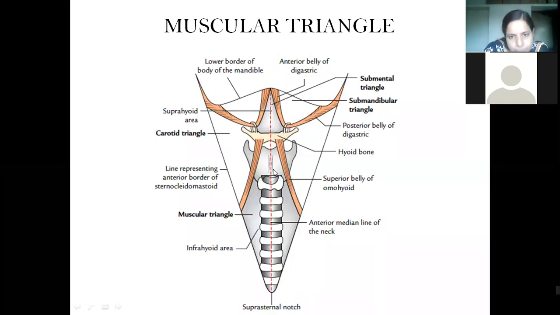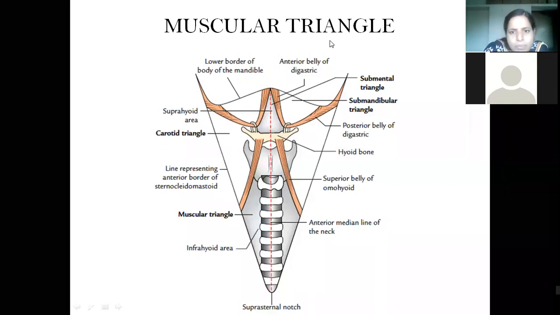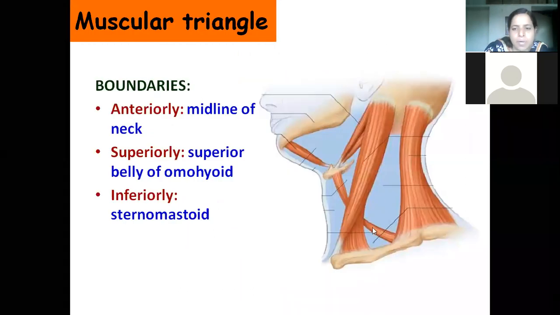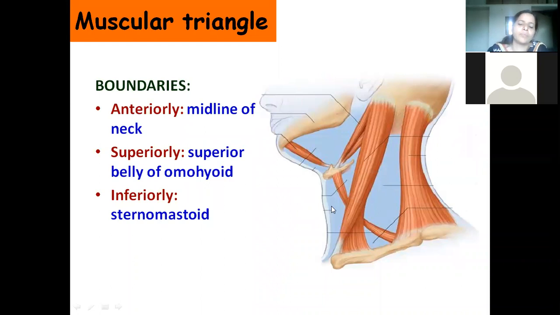Now when you talk about the muscular triangle, see, this is the anterior boundary. So the anterior boundary of this triangle is the anterior midline of the neck. Then laterally it is bounded by the superior belly of omohyoid. So see here, the muscular triangle. This point is the muscular triangle where I kept my arrow. So this is the muscular triangle. Anteriorly, this is the midline where I was scrolling my finger, the midline of the neck.